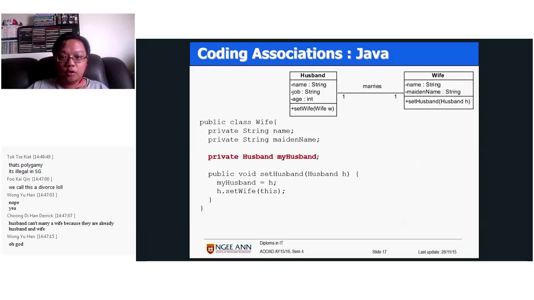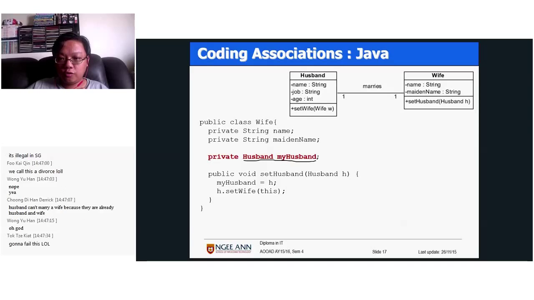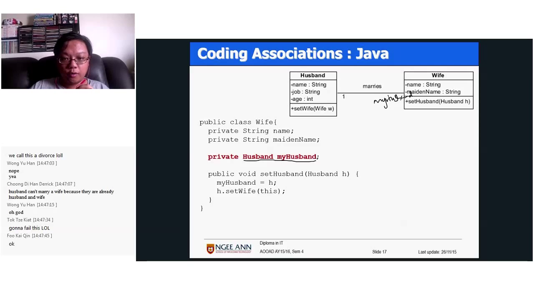Correspondingly, for the wife, you are going to have your public class Wife. It has a private string name, private string maidenName, and to model the reference to the association, it also has a myHusband. So if I want to put an association role here, this is my husband. Is that alright? Yep. So in this case, we also have a setHusband. We have a void setHusband, and then it sets myHusband to be H, the husband parameter, and then do H dot setWife this.